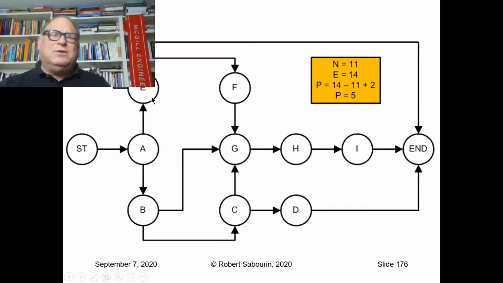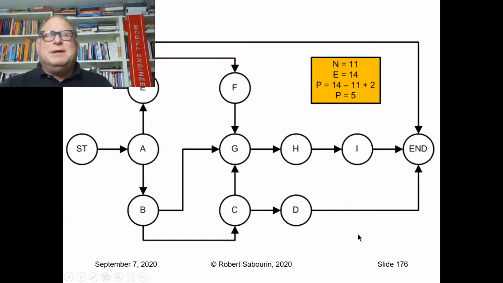You'll see, A goes to E here, A goes to B, B goes to G, B goes to C, C goes to D, G goes to H, F goes to G, etc. So this is basically a control flow diagram representing that flow chart. There's 11 nodes, there's 14 edges, therefore there's 14 minus 11 plus 2, which is 5, so there's 5 basis paths. Also there's 4 enclosed regions plus 1, which makes 5 basis paths.